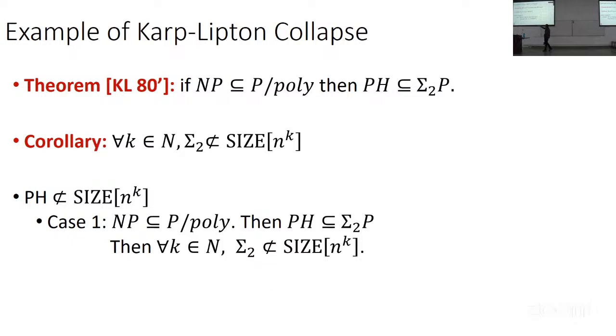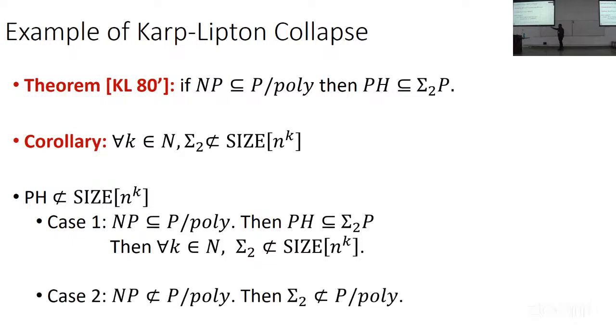Okay. Case 2. NP is not contained in P/poly. Because sigma 2p is higher than NP, that gives the lower bound. So it's a win-win. In case 1, I win. In case 2, I win. And I'm done in both cases. Right? So circuit lower bounds.